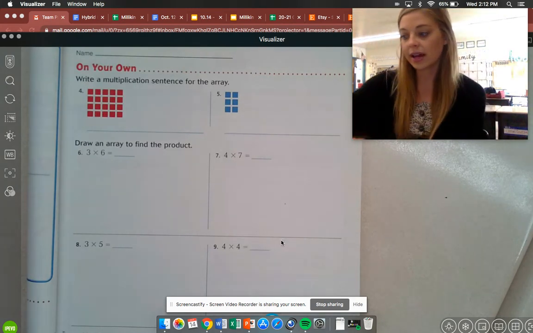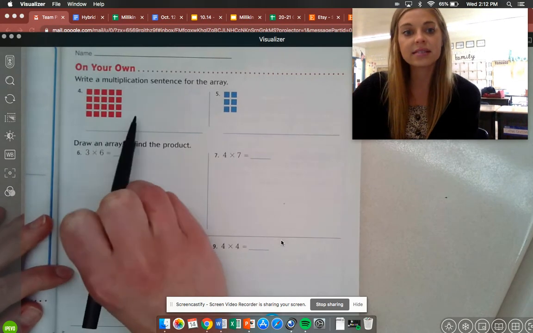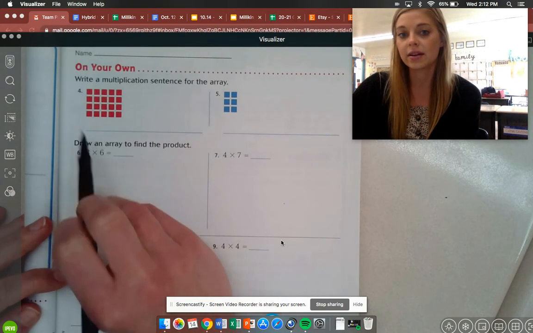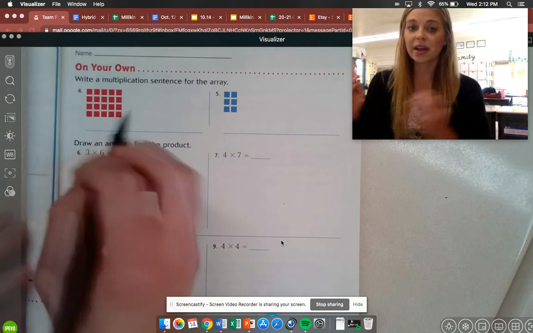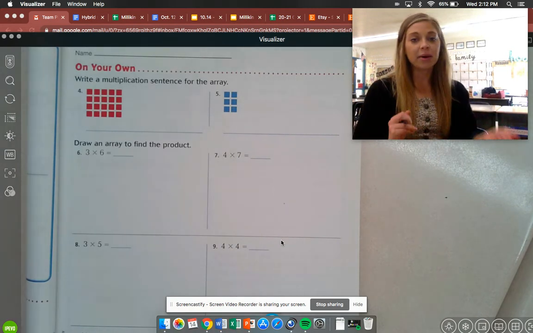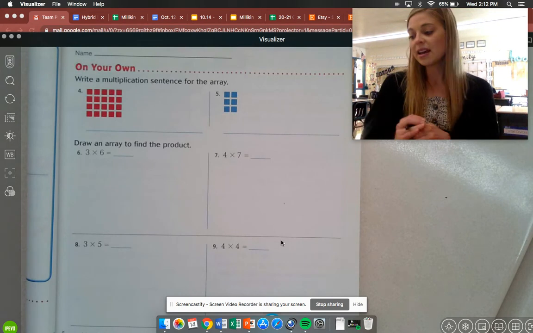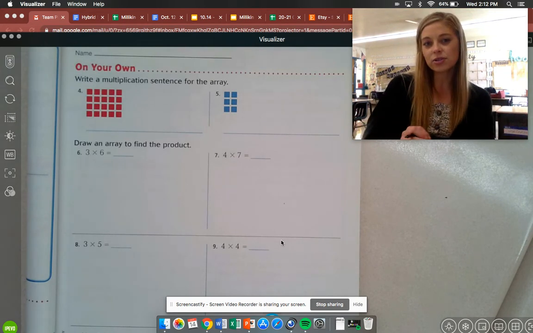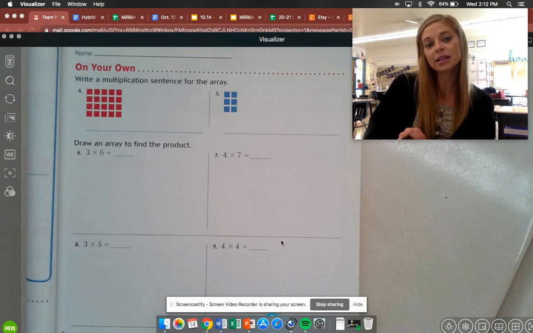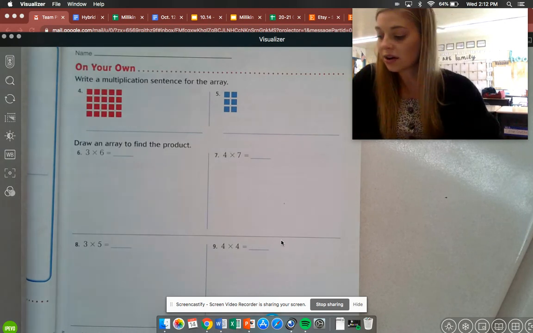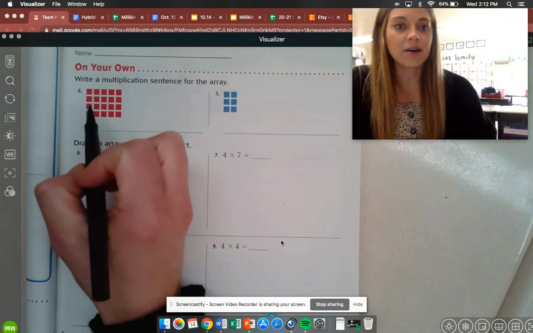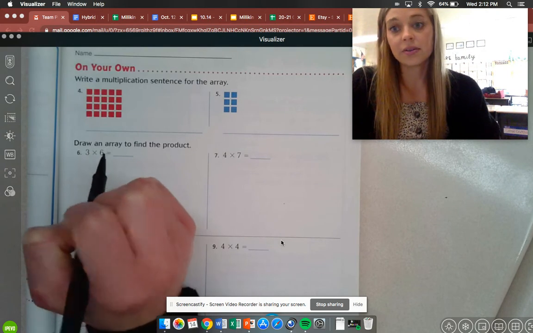Arrays look like this. This is what's called an array, okay? So an array is something that helps us learn multiplication. We've already been learning about equal groups, and arrays are kind of similar to equal groups, okay? In arrays, we have both rows and columns. Rows go across, all right?